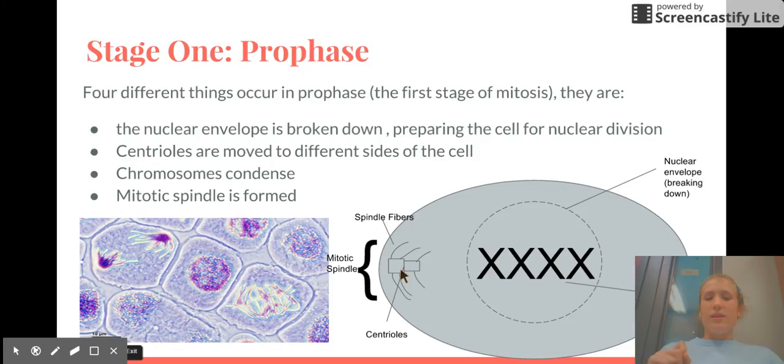Okay, so in prophase, the nuclear envelope is broken down, which is why it's dotted, and that prepares the cell for nuclear division. Centrioles are also moved to different sides of the cell. The chromosomes condense, which is why they are so big and bold, and the mitotic spindle is formed.